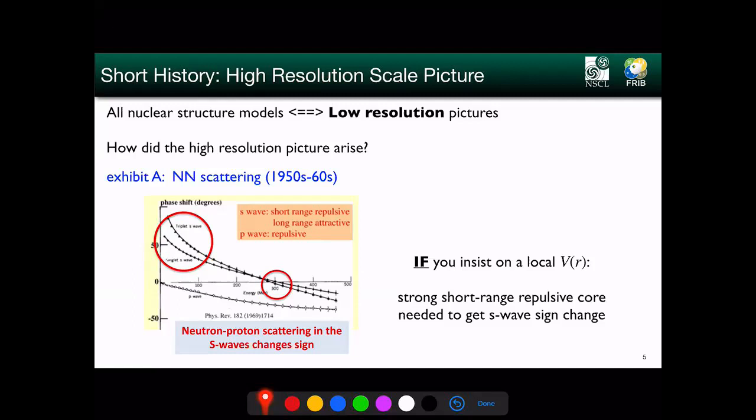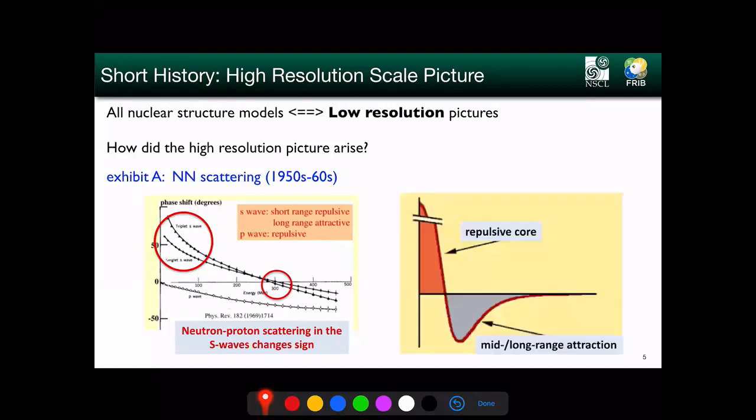The point here is that, and this is a big caveat, if you insist on using a local form for the potential, so that it's diagonal in coordinate space, then in order to describe such a sign change in the phase shifts, you're forced to implement a strong short-range repulsive core. Based on those early analyses, the usual textbook cartoon of the nucleon-nucleon interaction was deduced.